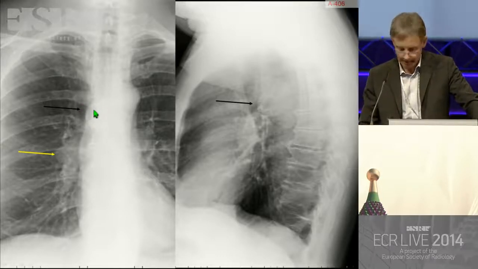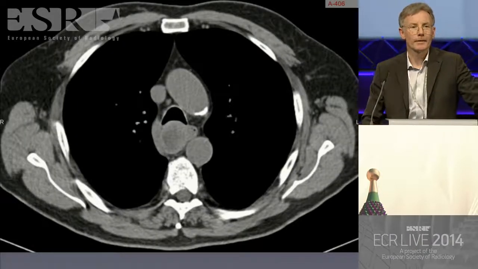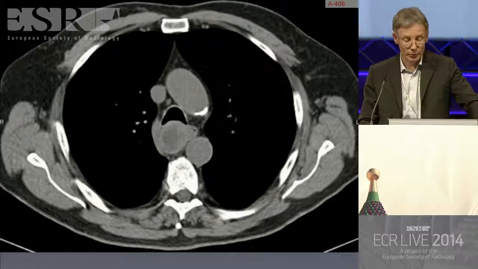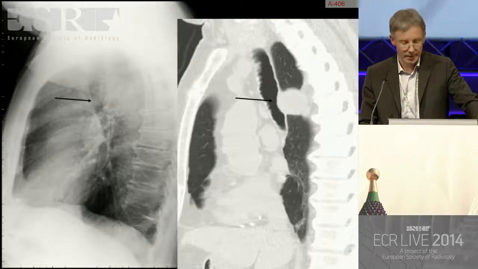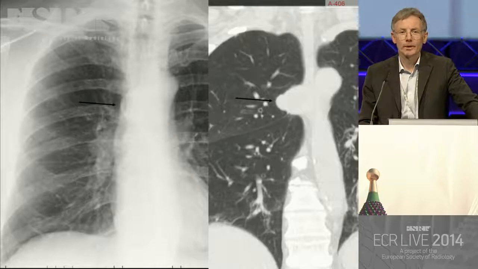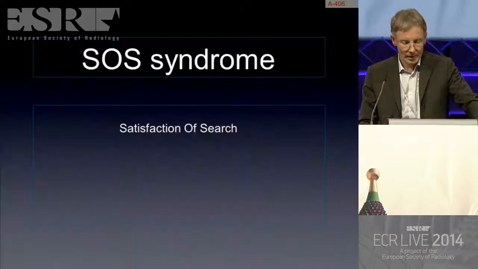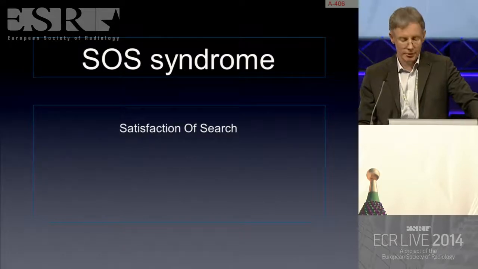On the chest X-ray. On the CT scan, this is a necrotic lymph node behind the trachea, which is bulging into the posterior wall of the trachea, which explains the abnormality on the lateral view of the chest X-ray. And here you have the correlation with the CT scan in the sagittal plane to understand that abnormality better. And the explanation for the abnormality on the frontal view is that the azygous vein is displaced laterally by this enlarged necrotic lymph node. So this is to tell you about the SOS syndrome, satisfaction of search.